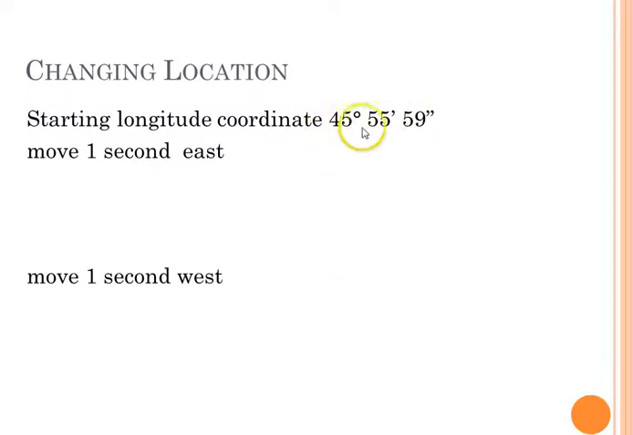So I am at a longitude in the eastern hemisphere. I'm 45 degrees east of Greenwich, 45 degrees, 55 minutes, 59 seconds, and I move 1 second more east. What's my new location? I'm going more east, so I'm adding up. You're 45 degrees, 56 minutes. Everybody agree? Yes. Okay. How about if I move 1 second west, so I'm going back toward the prime meridian, which is zero? 45 degrees, 55 minutes, 58 seconds. Yeah, I subtract.